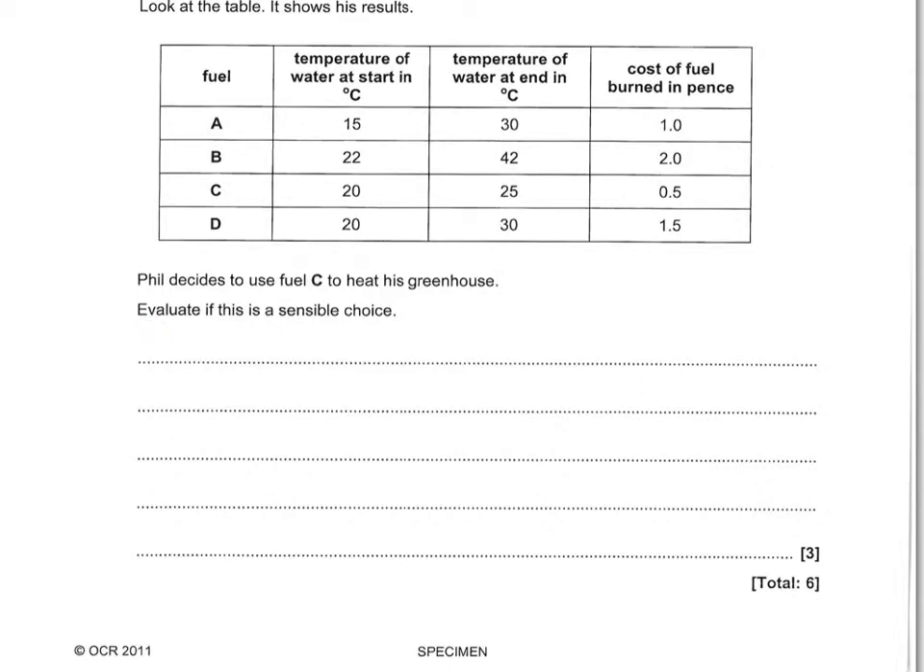So the first reason why it would be a sensible choice is that it's cheaper. You see, it's the cheapest one, so that'll get you a mark. But if you worked out the differences of the temperature of the water, at the start and at the end, you will see that fuel B gives the biggest temperature rise. So you could say that fuel B might be the best one because it gives the biggest temperature rise.